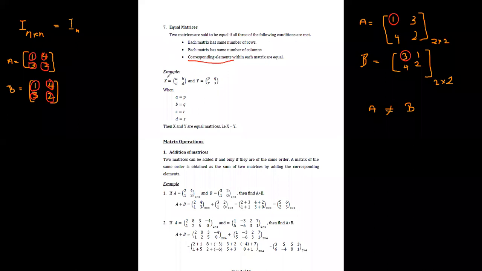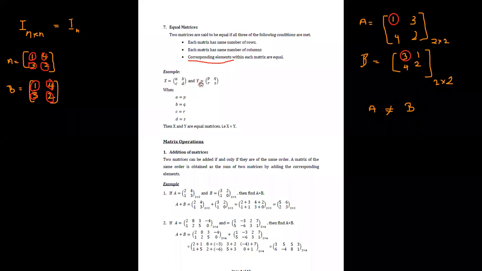In this example, X is taken as a matrix having the elements A, B, C and D. Y is taken as a matrix having the elements P, Q, R and S. Here we can see that there are two rows in both matrices, so the first condition is satisfied. Two columns are included in both matrices, so the second condition is satisfied. Then we check the third condition.